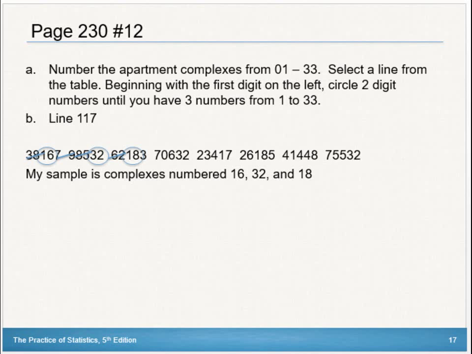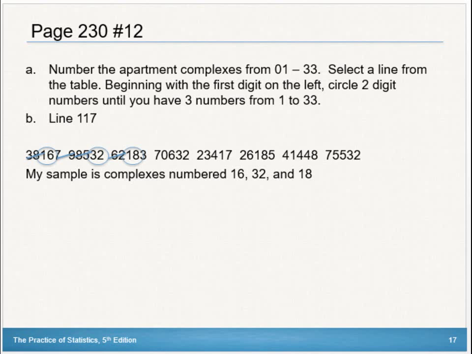And of course, the first 9, you would need to put a 0 in front of the digit to make them all 2-digit numbers. Then you would go to the table, and if you didn't have instructions from the textbook, you would have to randomly select a line or a place on the table to start. It wouldn't necessarily have to be at the beginning of a line, but when they're telling you to use a particular line, then just start at the beginning of the line.